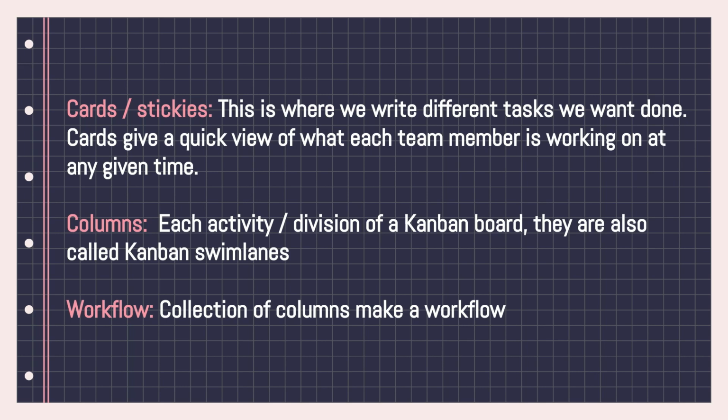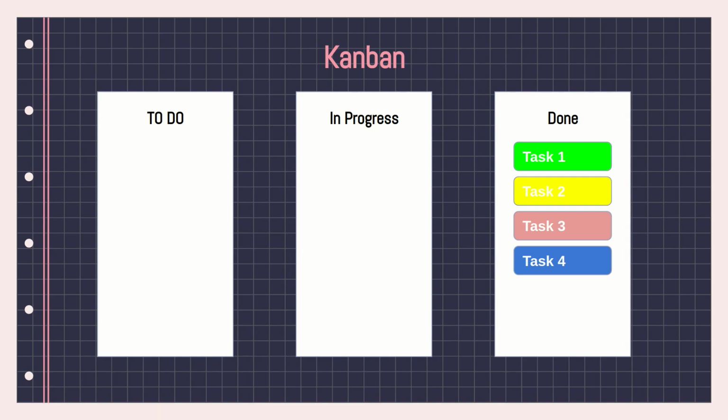So we also have columns, and this is also called Kanban swim lanes. Each activity in the Kanban board is divided into different columns, and these columns are called Kanban swim lanes. Okay. So if I go back here, you can see the to do is a Kanban swim lane, in progress a Kanban swim lane, the done is also a Kanban swim lane.